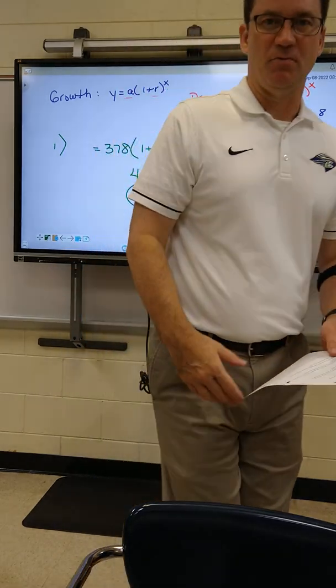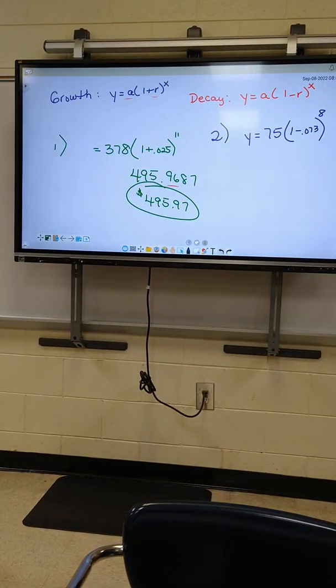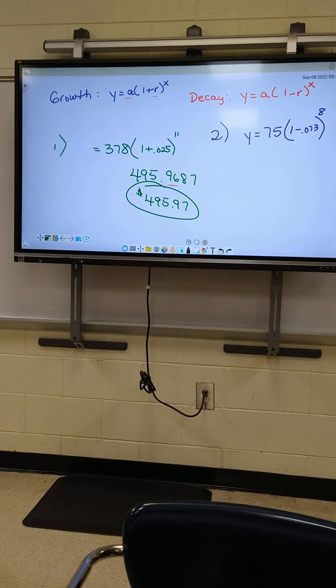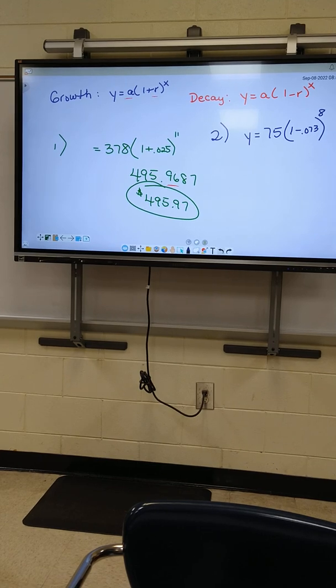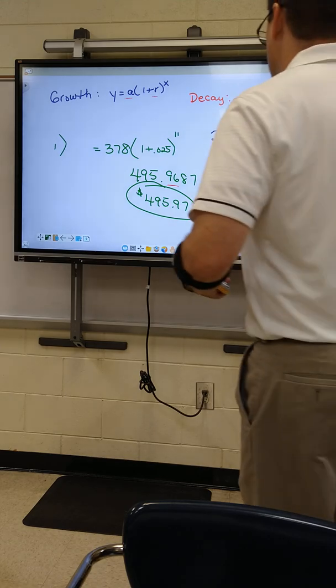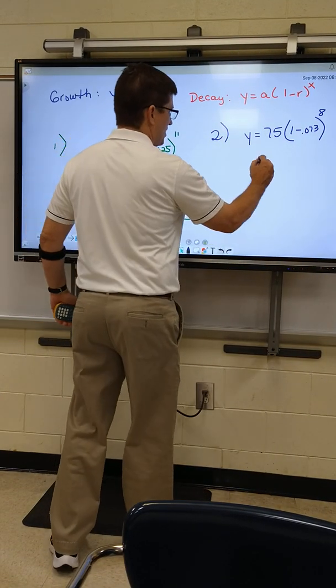All right, type it in. Let's see what we get. So we started with 75, 1 minus 0.073 to the 8th. All right, so how many snipes are we going to have? My calculator says 40.8. Is it possible to have 40.8 snipes? No, you have to round down. So we're just going to round down and say 40. Good. 40 snipes on that.